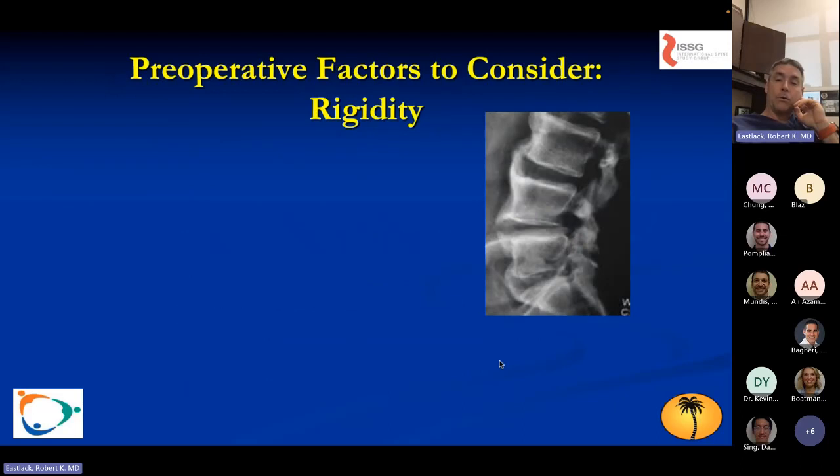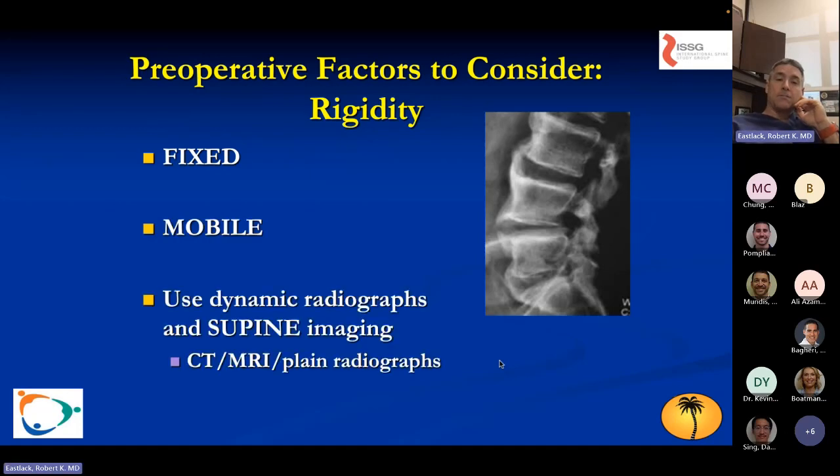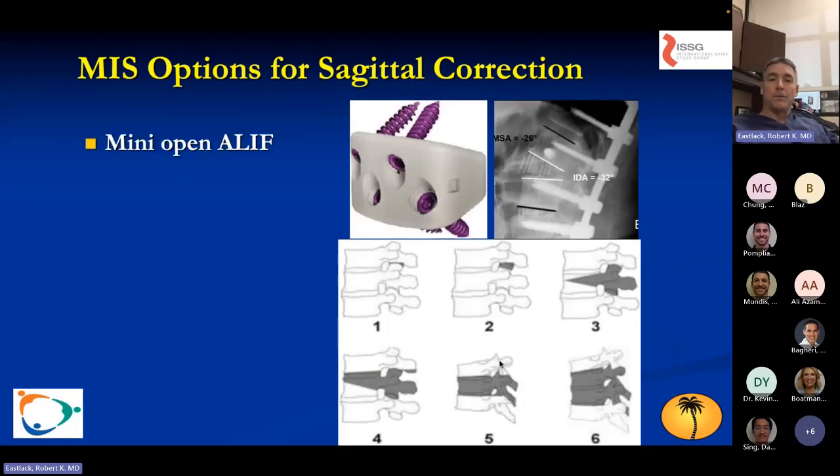And it may have a role with osteopenia and providing some additional structural support. So there's fixed mobile deformity, and the rigidity matters. You can use dynamic radiographs to determine what to use, but there are lots of options for sagittal plane correction: mini open ALIF with hyperlordotic implants.